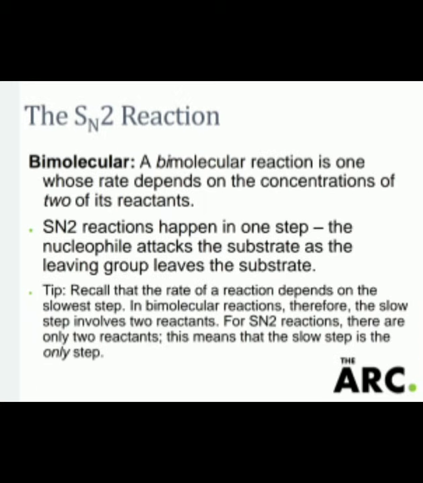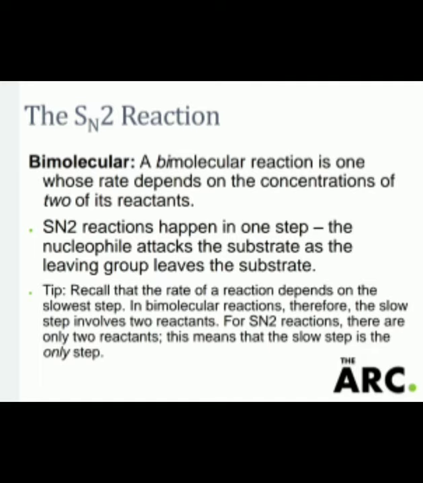The next part of the SN2 reaction is bimolecular. A bimolecular reaction is one whose rate depends upon the concentration of two of its reactants. SN2 reaction happens in one step. The nucleophile attacks the substrate as the leaving group leaves the substrate.